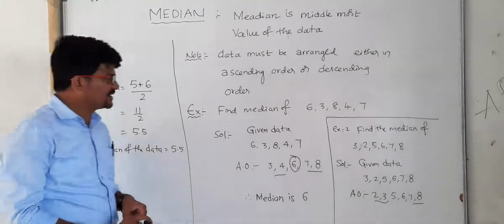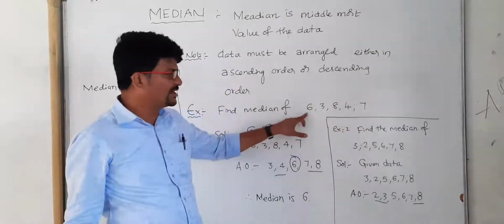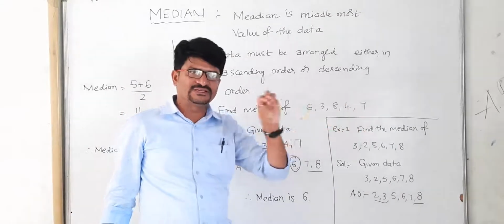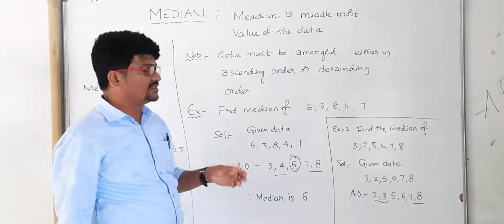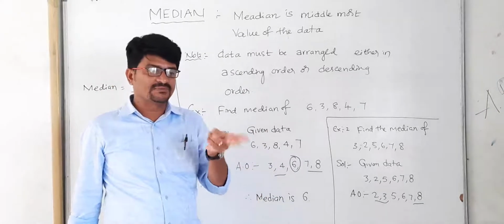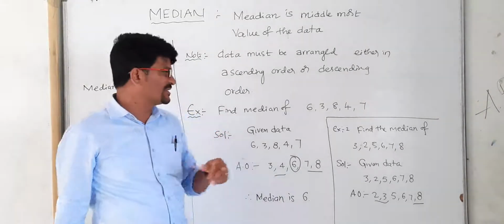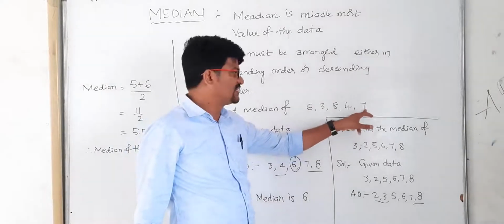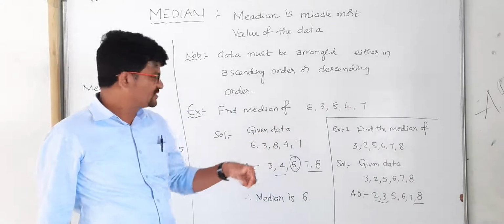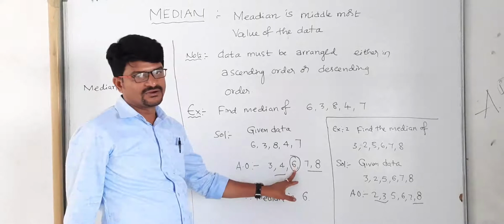See children, here 6, 3, 8, 4, 7 are how many observations? 5. Whenever there are 5 observations, 5 is an odd number. Therefore, after arranging in ascending order, the median is the n plus 1 by 2th observation, where n means number of observations. 5 plus 1, 6; 6 by 2, 3. So the third observation, 1, 2, 3, is the median.